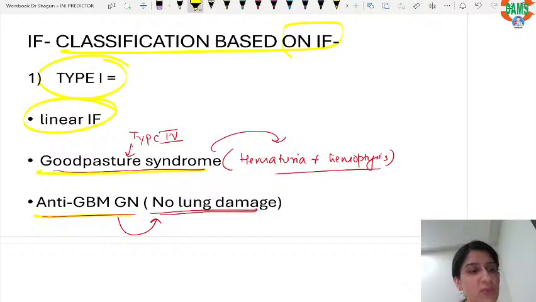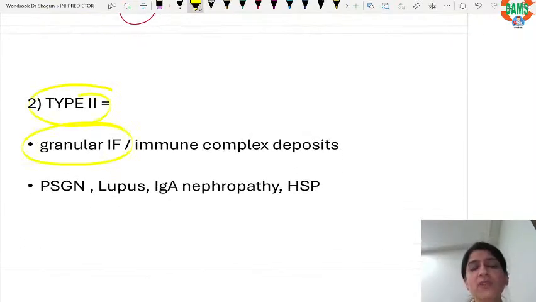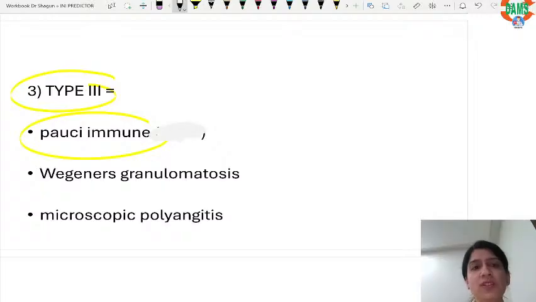Next, type 2 RPGN: all those nephritic syndromes which have granular immunofluorescence come here. Who comes under this? PSGN, lupus, IgA nephropathy and HSP. Now, type 3 RPGN is pauci-immune. Pauci-immune means less immunofluorescence.